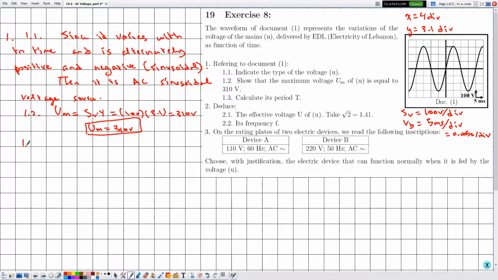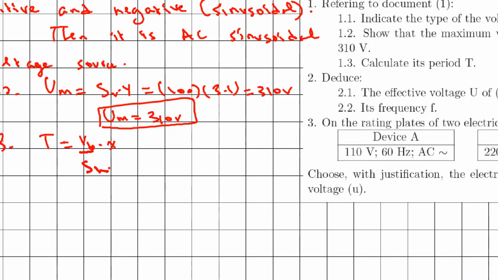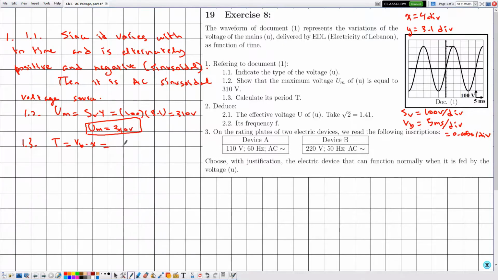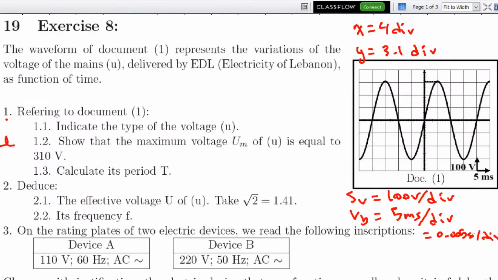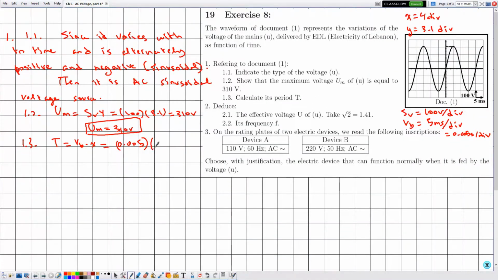Now in 1.3 they are asking us to calculate the period, which is given by SH multiplied by x. So here we can use either SH or SV. So this is equal to 0.005, which is the value here, multiplied by the value of x, which is 4. Plugging this on the calculator, the value of the period is given by 0.02 seconds.